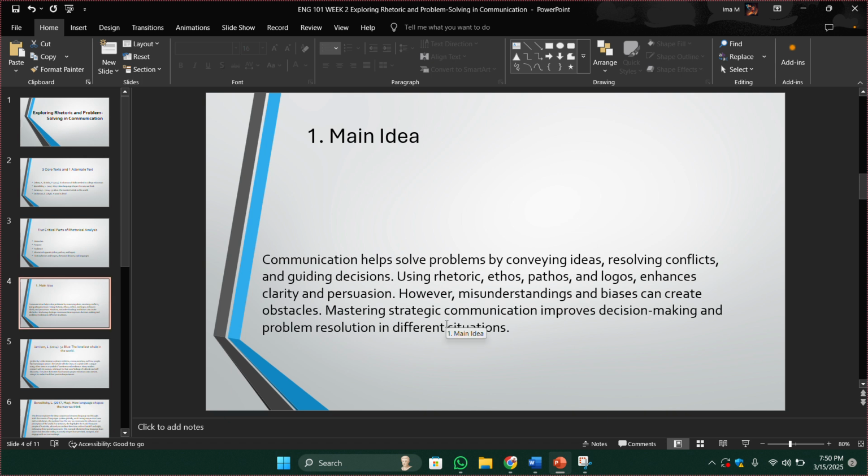So firstly, the main idea. Now, the main idea in relation to communication. Communication helps solve problems by conveying ideas, resolving conflicts, and guiding decisions. Using rhetoric, ethos, pathos, and logos enhances clarity and persuasion. However, misunderstandings and biases can create obstacles. Mastering strategic communication improves decision making and problem solving resolutions in different situations.